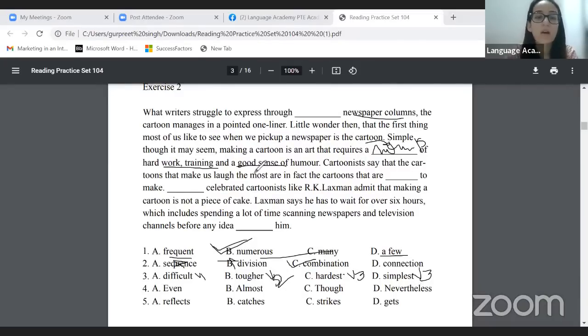So when they say cartoons that make us laugh the most, meaning the maximum laugh that we do on cartoons, that means third form of verb. Most is third form of verb. So we also need third form of verb. We cannot say cartoons which make us the maximum laugh are difficult to make. Every cartoon is difficult to make, or every cartoon can be difficult to make. This is not the writing style.